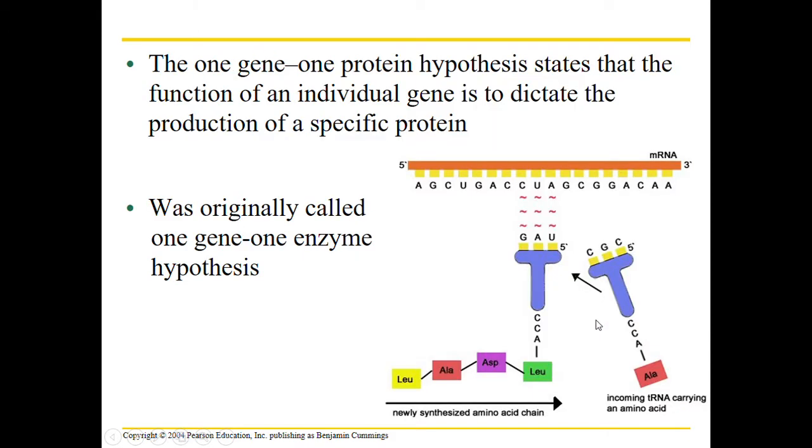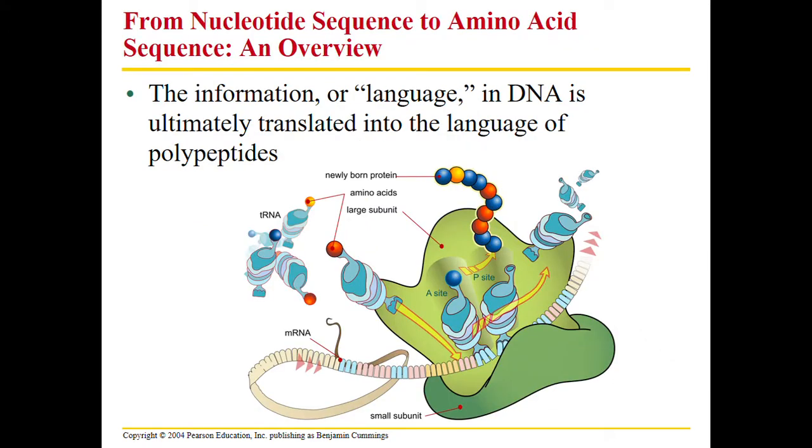The one gene hypothesis states that every gene codes for a single protein. You used to think it was a one gene, one enzyme hypothesis, but there are a lot of proteins that are not enzymes, so we fixed that. And we're now going to go through transcription and translation.